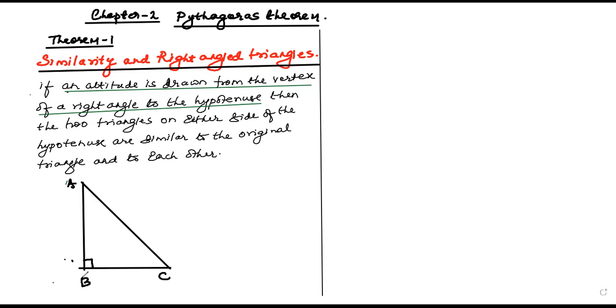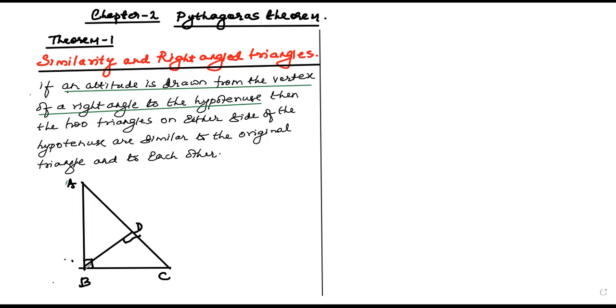Now, A, B, C. Which is the vertex of the right angle? B. Now the question is, if an altitude is drawn from the vertex of a right angle to the hypotenuse: B is the vertex of the right angle, AC is the hypotenuse. So a perpendicular segment is drawn from the vertex of a right angle to the hypotenuse, and BD is the perpendicular drawn. So this altitude is drawn from the vertex of a right angle to the hypotenuse.